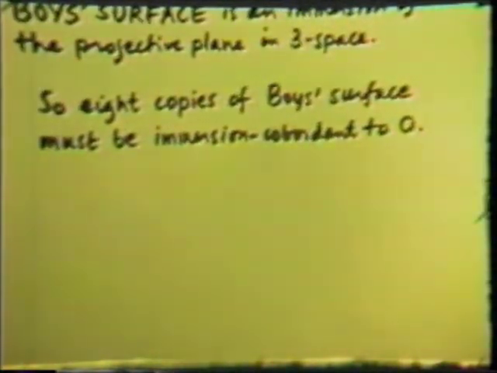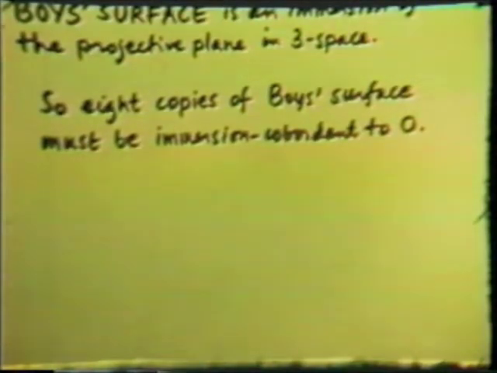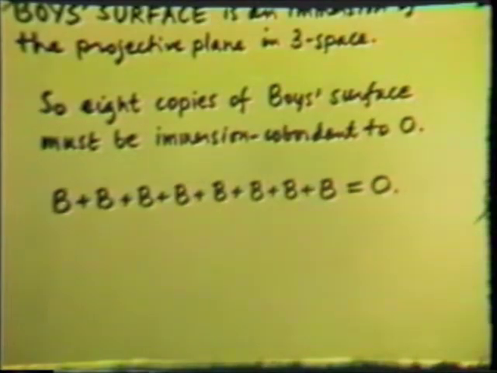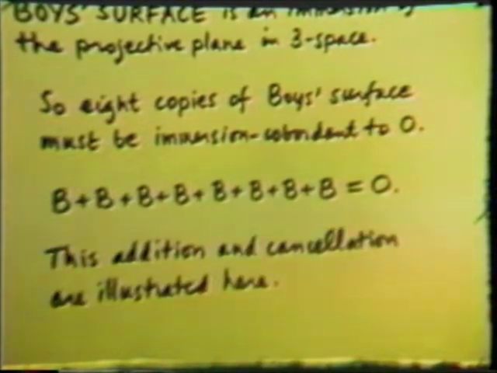Boy's surface is an immersion of the projective plane in 3-space, so 8 copies of Boy's surface must be immersion cobordant to 0. This addition and cancellation are illustrated here.